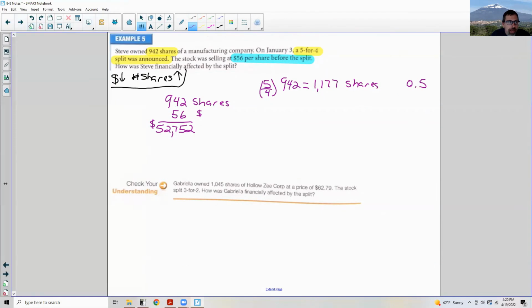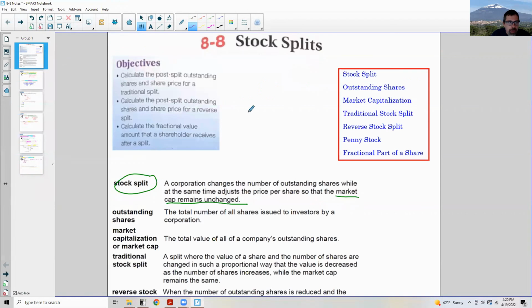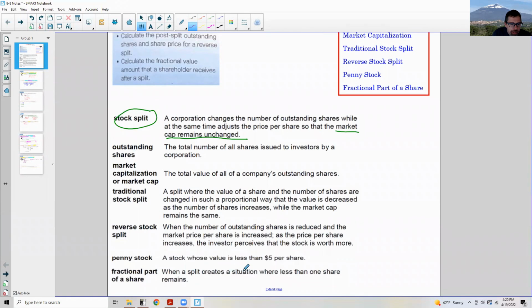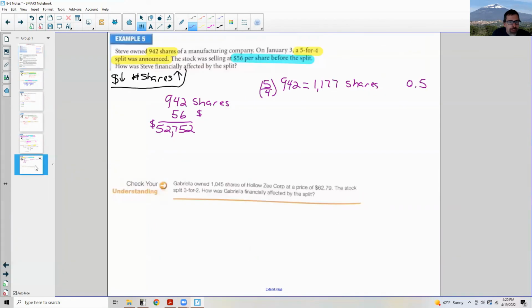All right, but if I go back to my first page and scroll to the bottom, it says when a split creates a situation where less than one share remains, that is a fractional part of a share. And if you read the chapter, what happens there is the company will give you the dollar value for that half a share. They'll send you a check. They're not going to give you a half a share. They're not going to ask you for money to make it a full share. They just give you a dollar value for half that share. And we'll get to that in a moment.